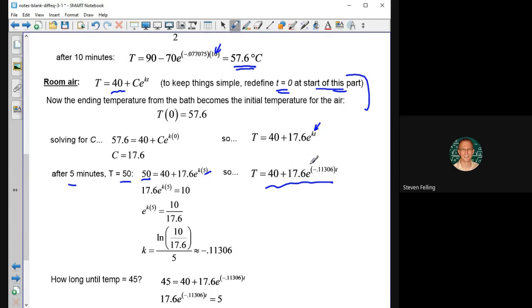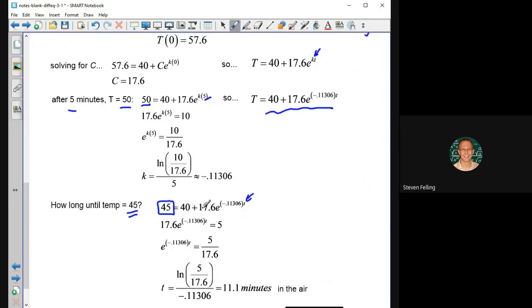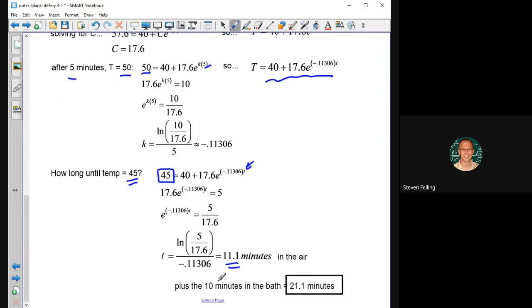Okay, so then the final question was, how long from the start of the process does it take until the test tube temperature is 45? So I can now plug for the room air part 45 in and then solve for the time. Right, so you subtract the 40, you divide by 17.6, take the natural log, divide by the constant, and you get that the time would be that it has to spend 11.1 minutes in the air. But because it also spent 10 minutes in the bath, that means there's a total of 21.1 minutes since the beginning of the process started.